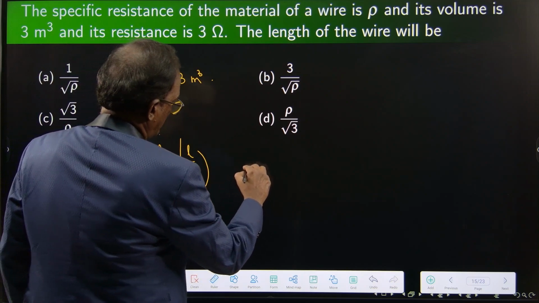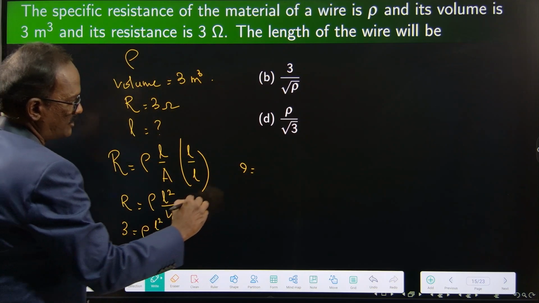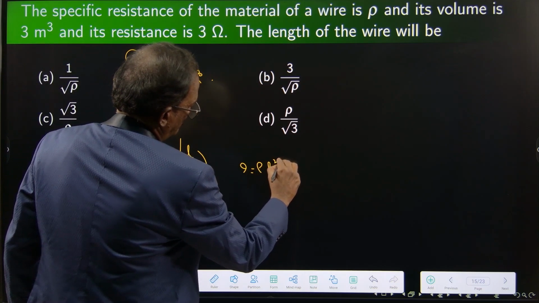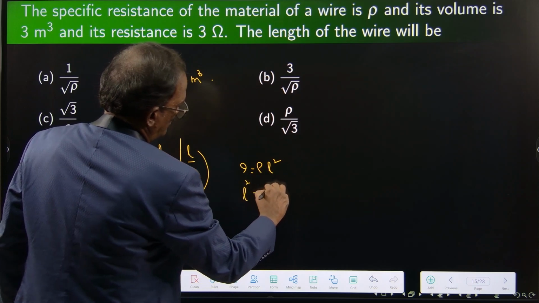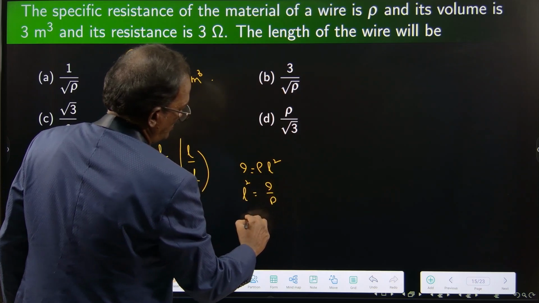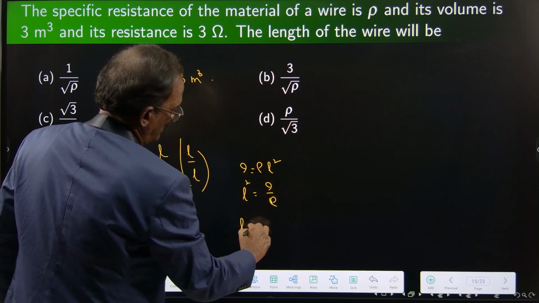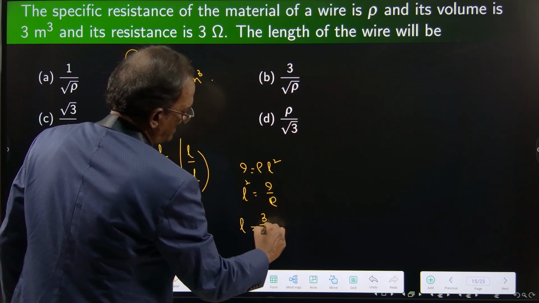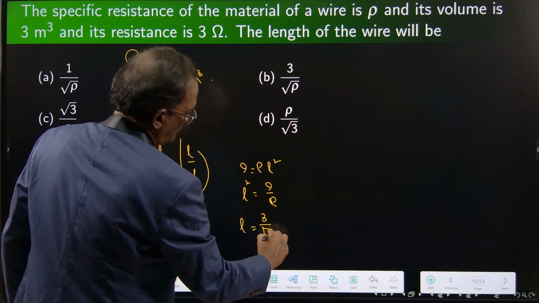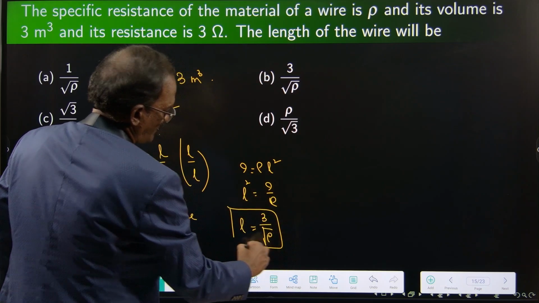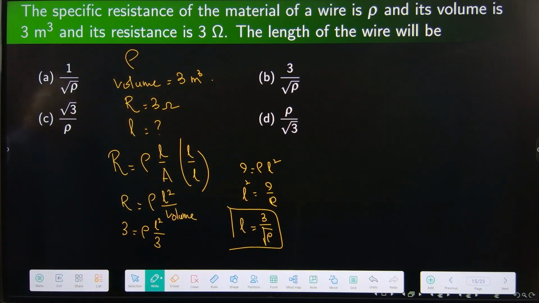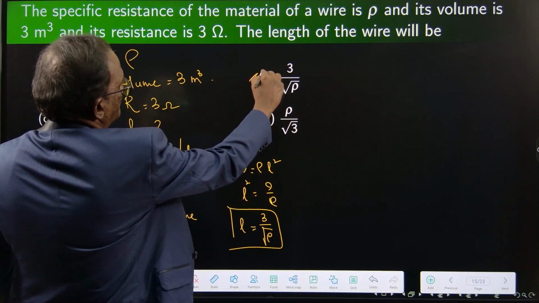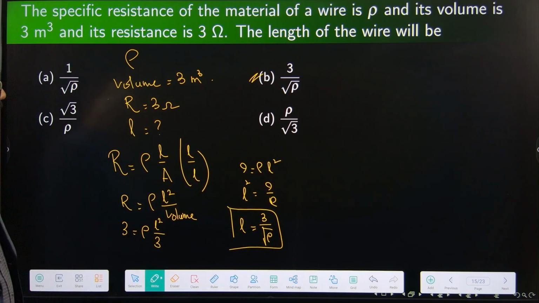3 into 3, 9. 9 is equal to rho L square. So L square is equal to 9 by rho. L is equal to 3 by root rho. This is the answer. Simple. 3 by root rho. Yes, option B, our right answer lies in option B.